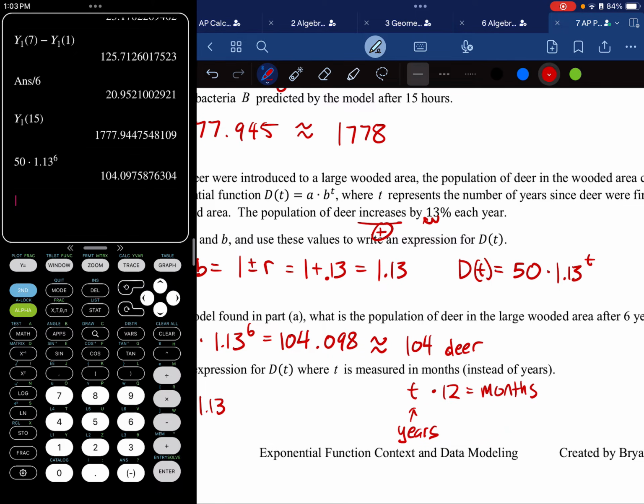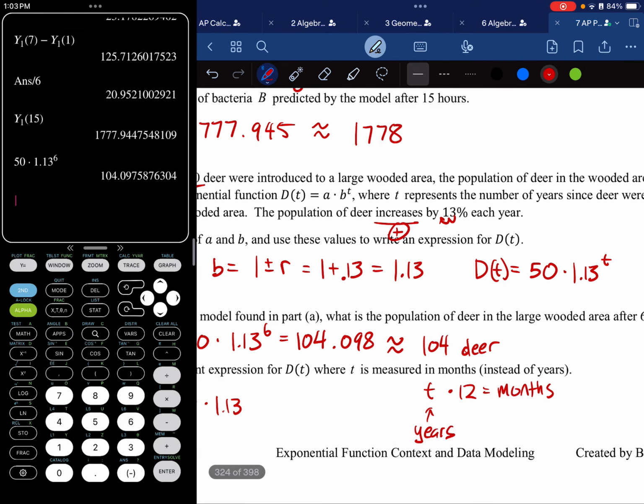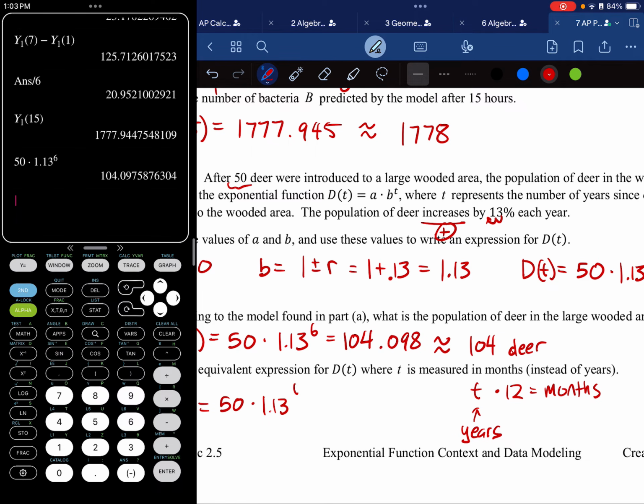If I divide both sides by 12, I essentially have months divided by 12. This is now t divided by 12. I know that it made sense in my head, but when I said it out loud, I feel like I lost some students. Picture this. If I put 12 in here, that means I'm doing 12 months, which means this entire power is 1, just like it used to be.